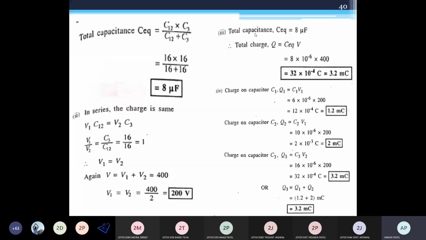Third, total capacitance C equivalent is equal to 8 microfarad. So total charge Q is equal to C equivalent into V. So that is 8 into 10 raised to minus 6 into 400. Okay. So the answer is 3.2.